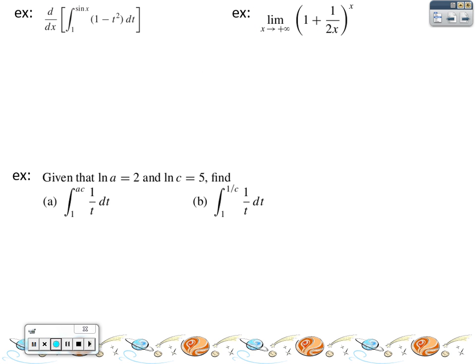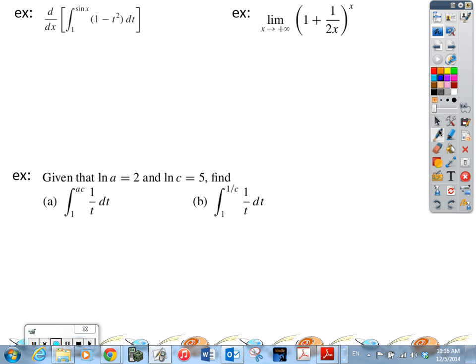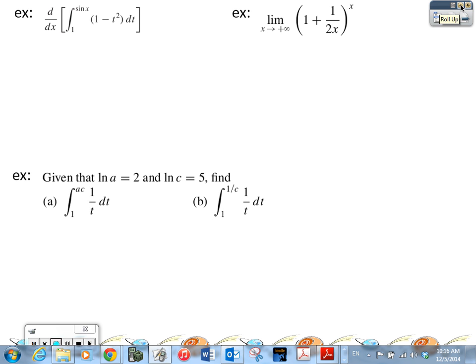On this first example, this is just from a lesson that we just recently did on fundamental theorem part 2. If we do the derivative of an integral, we realize that if this is just an x, then the answer is going to be the integrand with x's instead of t's. If it's something other than that, then we're going to have to chain it. Yeah, we're going to have to go ahead and put the sine x in.